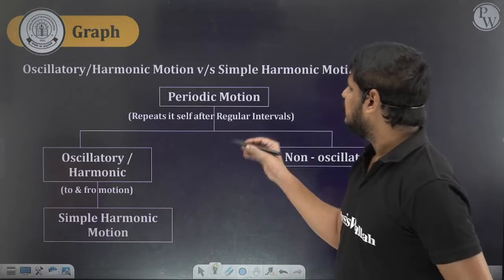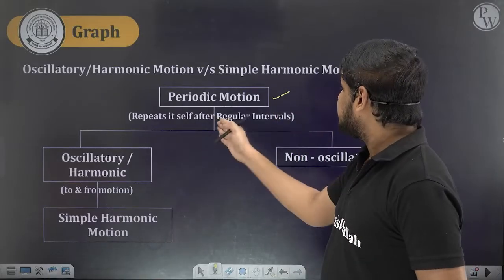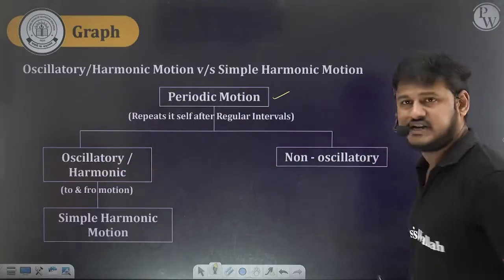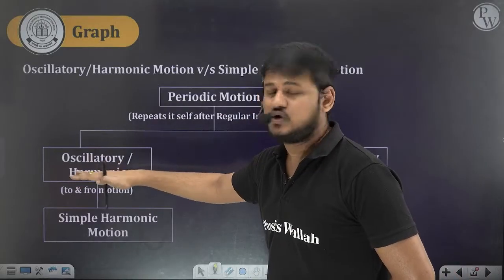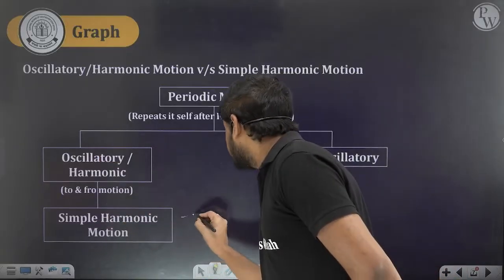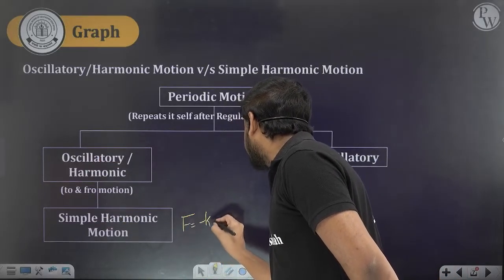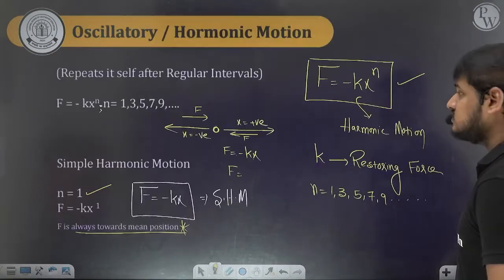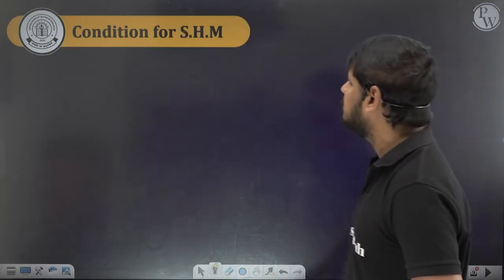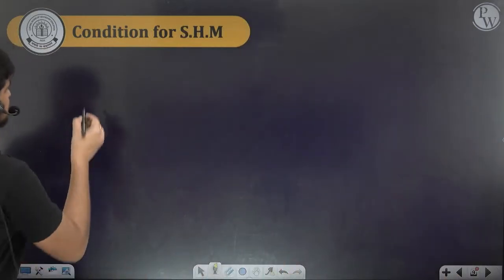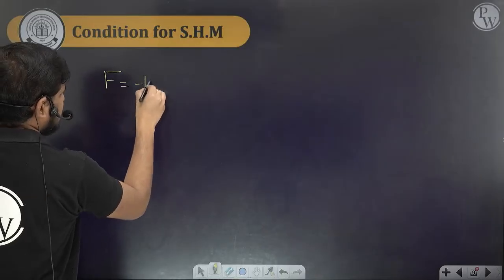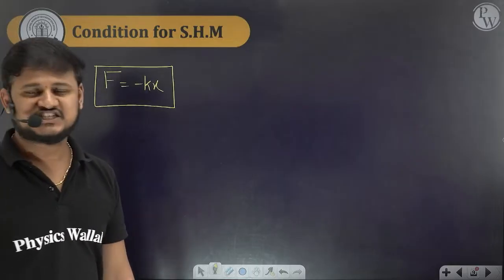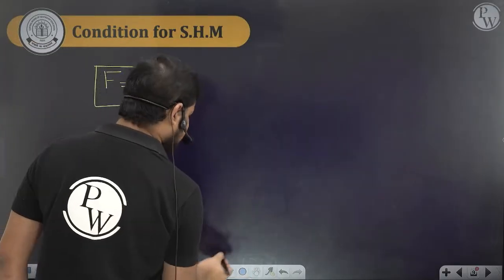Now you can see periodic motion, which repeats itself after a regular interval of time. Under periodic motion we have oscillatory or harmonic, and non-oscillatory. Under oscillatory or harmonic motion, again the simple harmonic motion, where F equals minus kx. Understood now? So the condition for S.H.M. is F equals minus kx. Now let me elaborate this case.